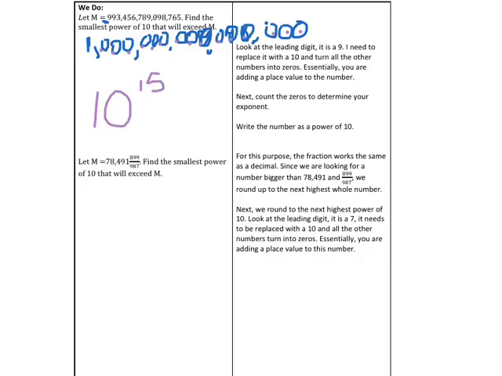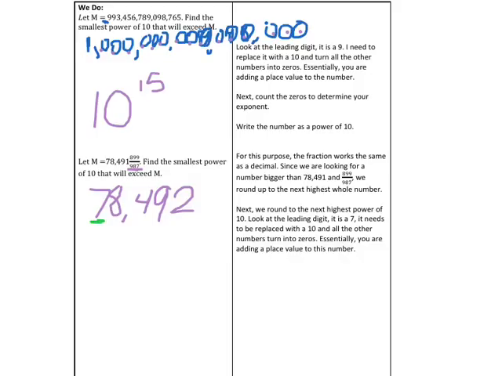I can look at the same process with the next number, except I note that I've got a fraction on the end. That fraction is just like a decimal, it's less than 1, so I just have to round my number up if I want something bigger than it. So instead of having 78,491, I have 78,492. Now I need to find the smallest power of 10 that will be bigger than this number.